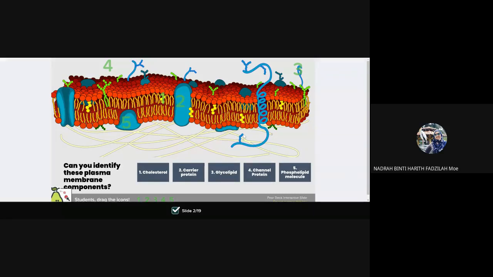Okay, number 2 is carrier protein. Number 2 is not here. So number 2, we put back in the box. There is no carrier protein in this structure. So we return it to the box. Widat and Nisa, that is not a carrier protein. What you labeled is an integral protein. Okay.